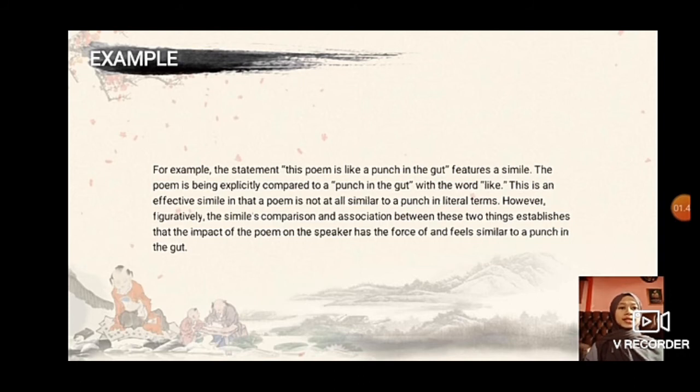The poem is being explicitly compared to a punch in the gut with the word like. This is an effective simile in that a poem is not at all similar to a punch in literal terms. However, figuratively, the simile comparison and association between those two things establish that the impact of that poem on the speaker has the force of, and feels similar to, a punch in the gut.